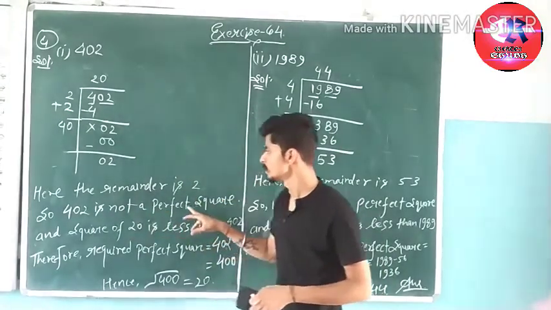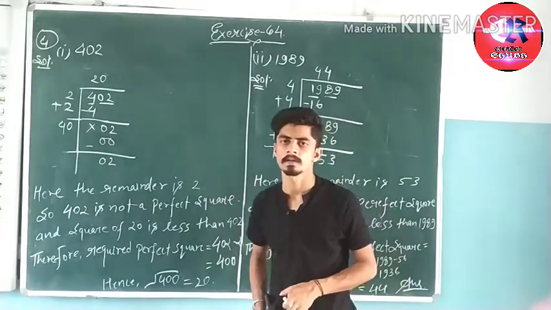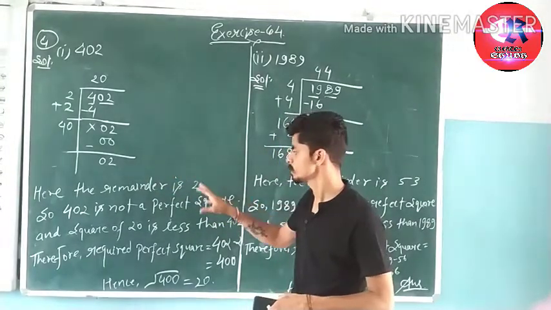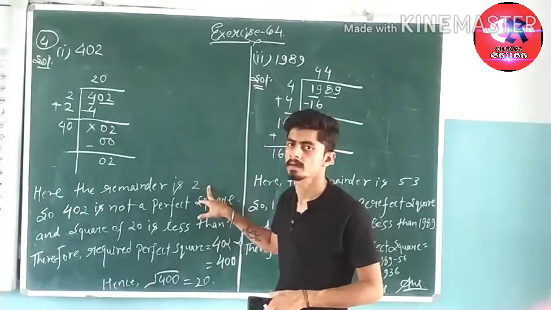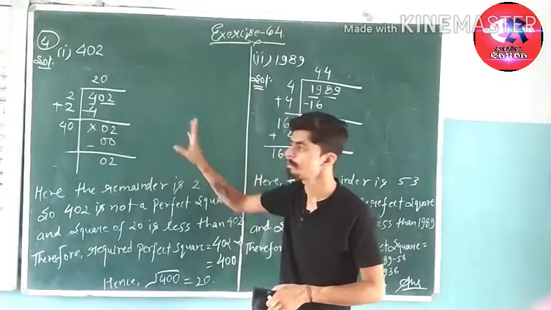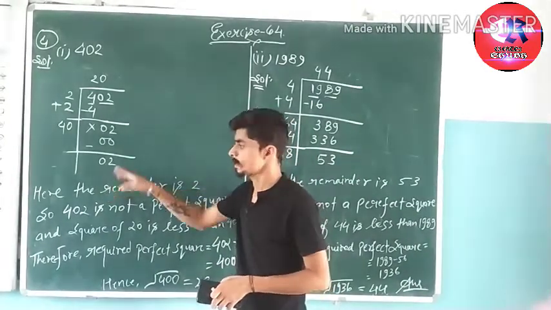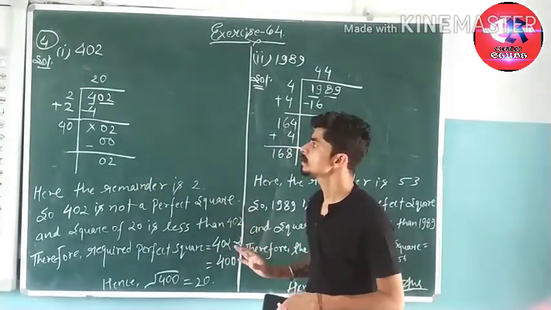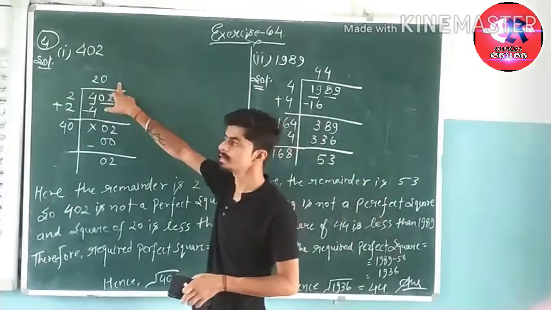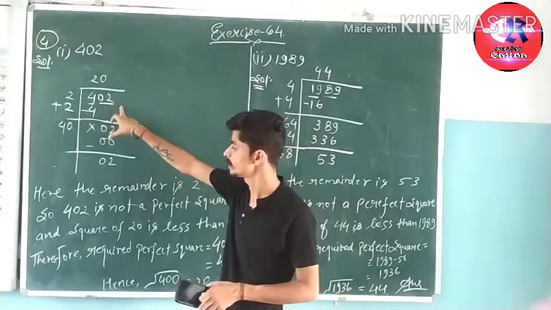So 402 is not a perfect square. If a number leaves a remainder after the long division method, then it is not a perfect square. So that 2 is the extra which is remaining here. If it were 0, then that number would be a perfect square. Here it is 2, which is not equal to 0, so 402 is not a perfect square, and the square of 20 is less than 402. The quotient we get is 20 and the square of 20 is 400, which is less than 402.